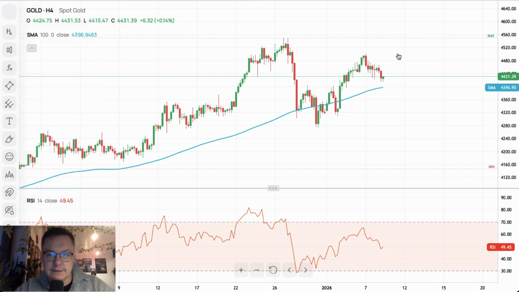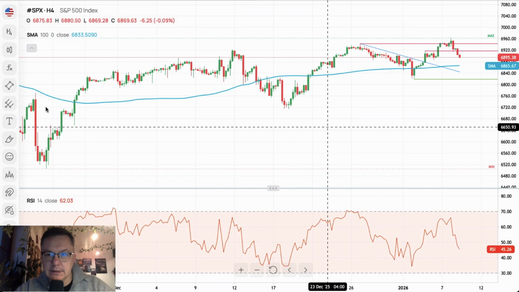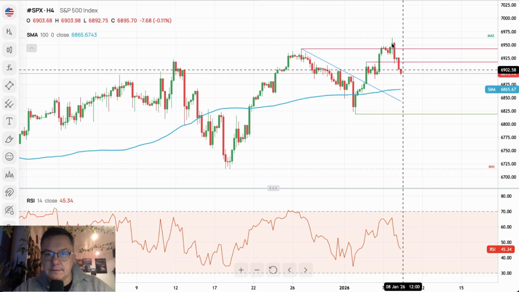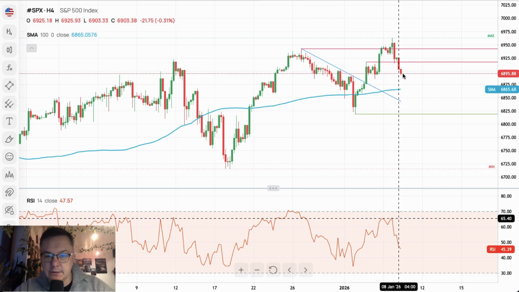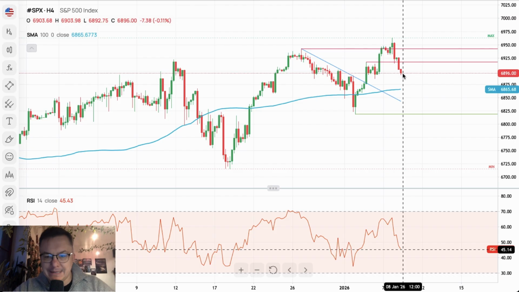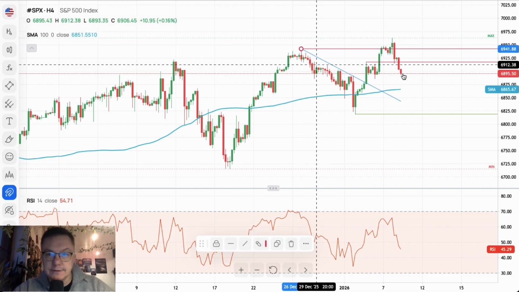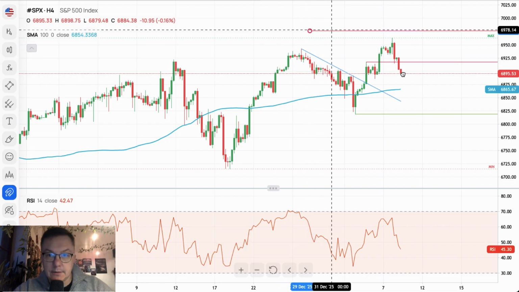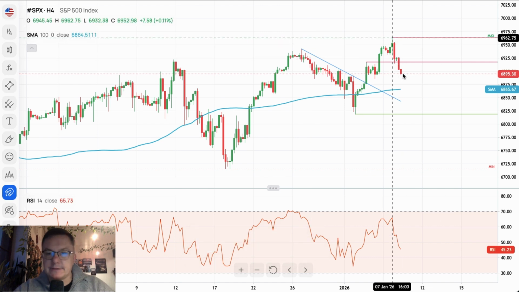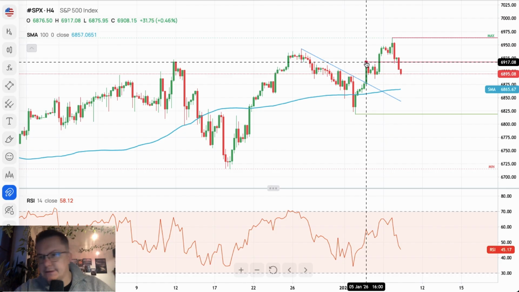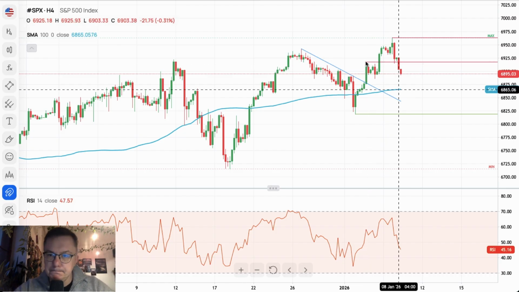S&P 500, yep, new high made yesterday, 6,962, and then a very quick movement to the downside with a very big and sudden drop in the momentum. We've made a local high, so let me just move this local high and the swing high. So right now 6,962 is the technical resistance. This level here is technical resistance as well, 6,917.